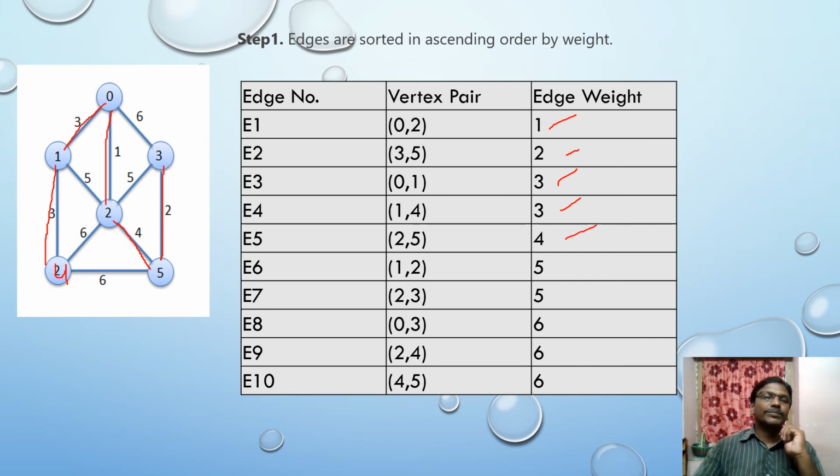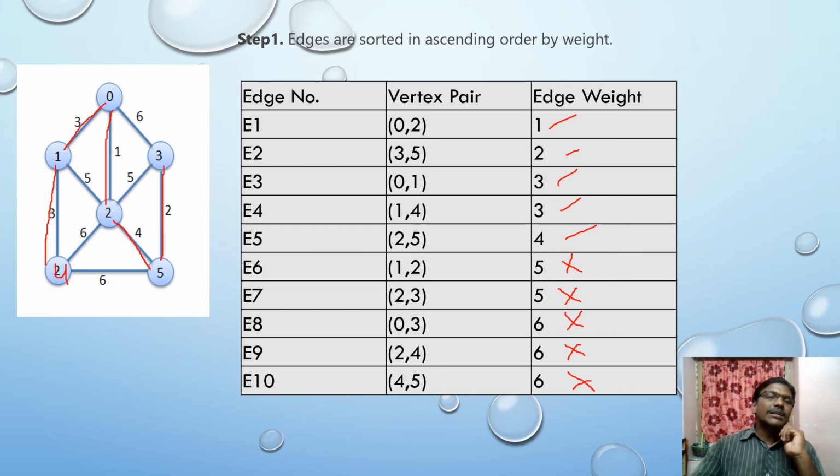Next edge 1-2. If you connect the 1-2 edge, it forms a cycle, so simply reject it. Then 2-3 also forms a cycle, so simply reject it. Then 0-3 also forms a cycle, so simply reject it. Next 2-4 also forms a cycle, so reject it. Then 4-5 also forms a cycle. So all the edges are covered.